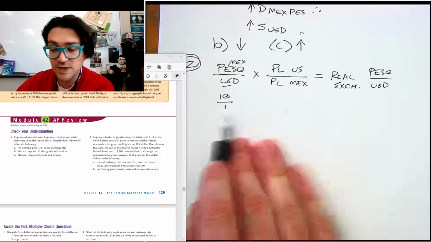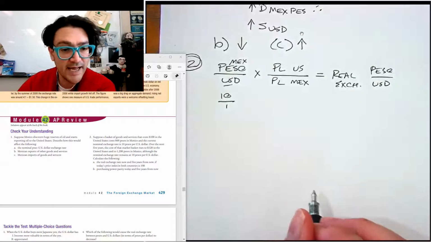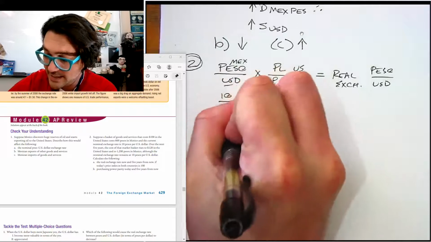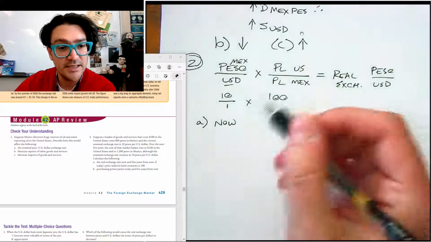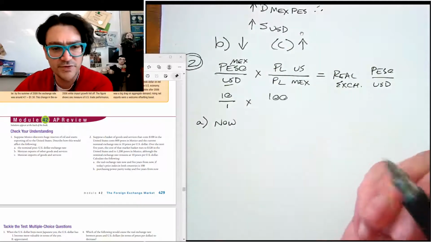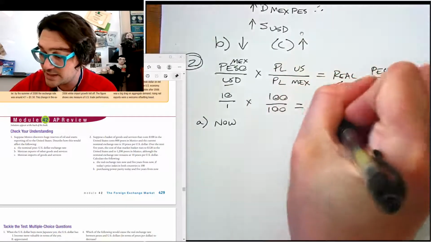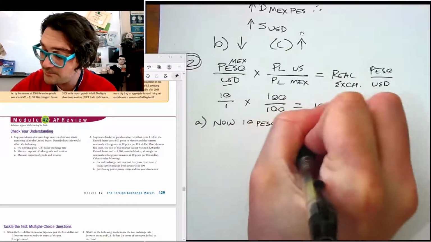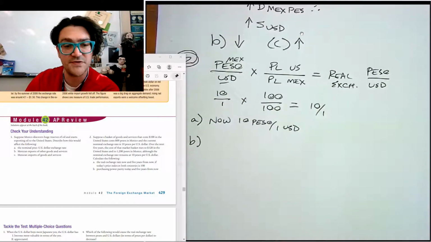We are given 10 over 1, and then we're given some information about what the price levels look like. Well, in part A, the real exchange rate now would be times the price level in the United States, which is 100. They tell us that in both countries it's 100. So over 100, the real rate now is 10 per 1, 10 pesos per 1 US dollar. Now, in B, it's saying 5 years from now, and it gives us the prices 5 years from now.